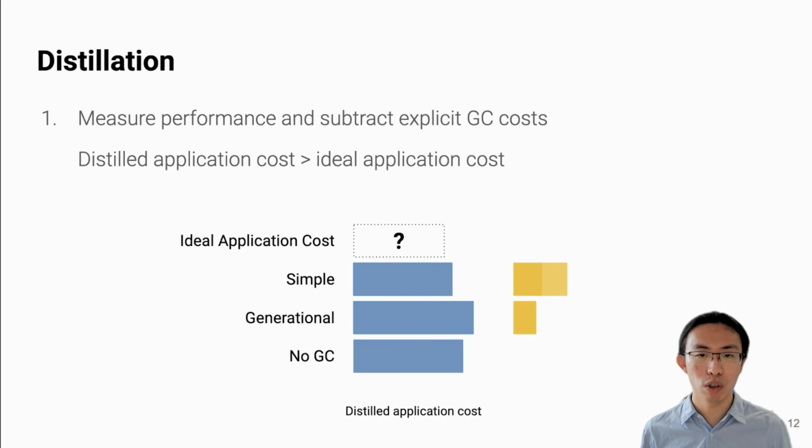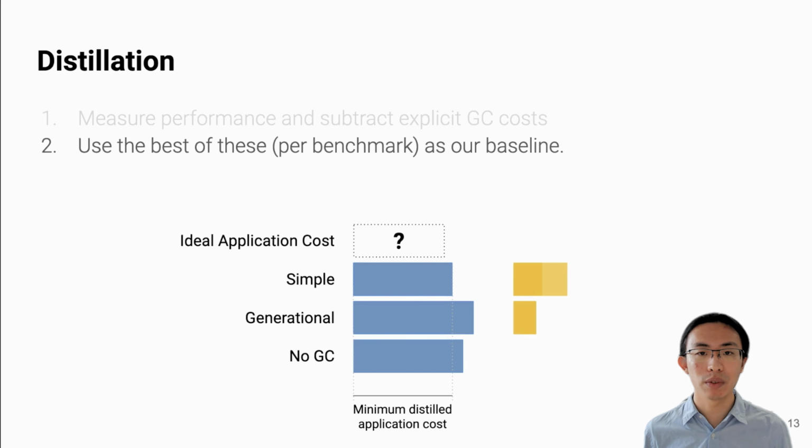First, we measure the performance just like before, and subtract the explicit GC costs, the yellow blocks we saw before. We remove these explicit GC costs from the total cost. And what remains, no, it's not spirits, but what we call distilled application costs. This distillation is not perfect. As you can see, we still have the yellow overlay on top of the blues.